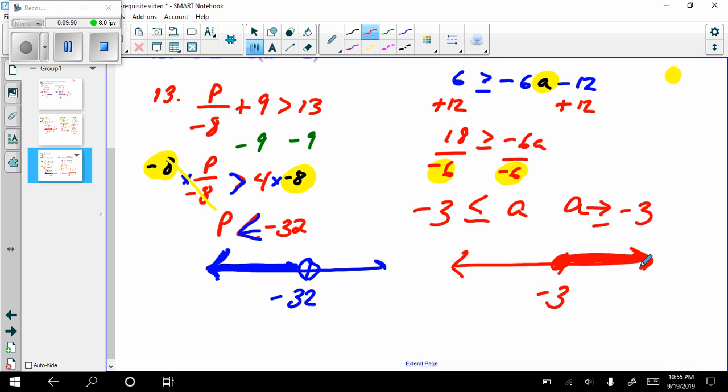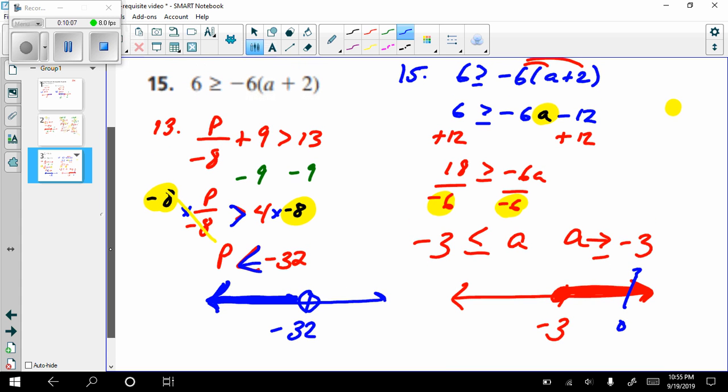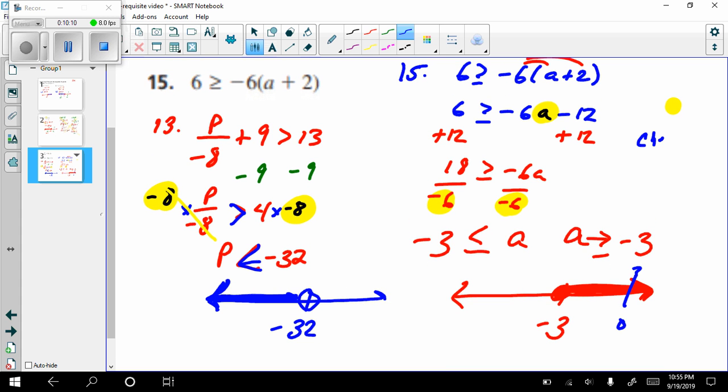And if you're not sure, okay, you can always check, did I do this right? I want to show you another little hack, simple hack. Okay, where would 0 be on this number line? Okay, it would be right about there. Now I picked 0 because 0 is super easy to plug into any equation. Okay, so I am going to check 0. All right, and I'm going to plug it in. This is 6 is greater than or equal to negative 6 times 0 plus 2. This becomes 6 is greater than or equal to negative 6 times 2. So 6 is greater than or equal to negative 12.